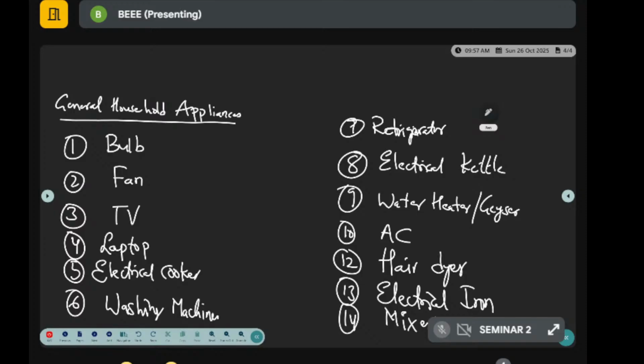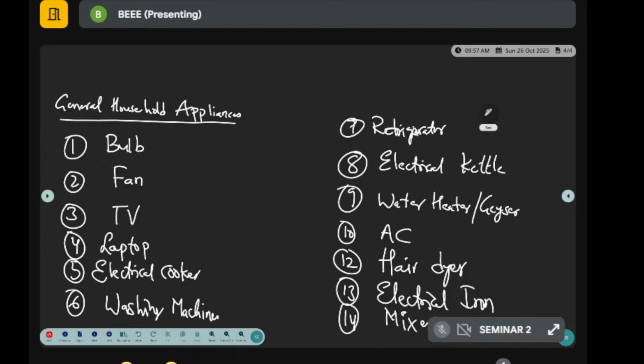So these are the typical electrical equipments generally available in our household. If you have more than this, you can add. Nothing will happen.